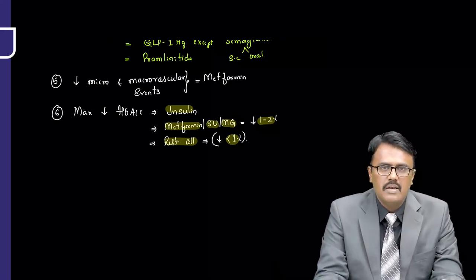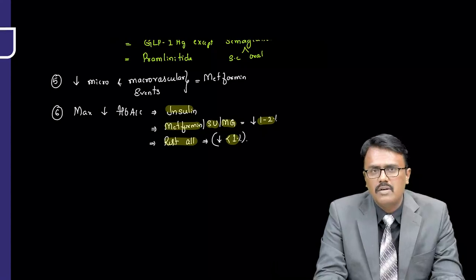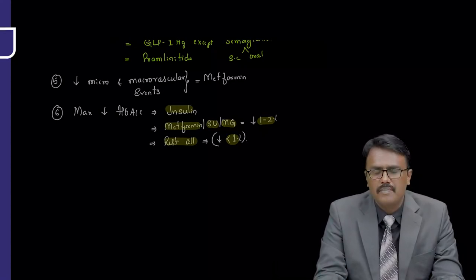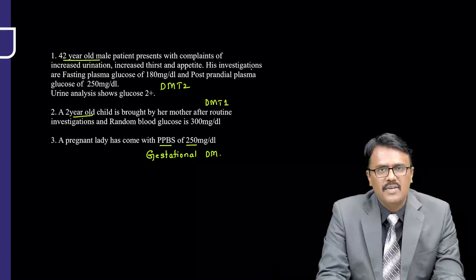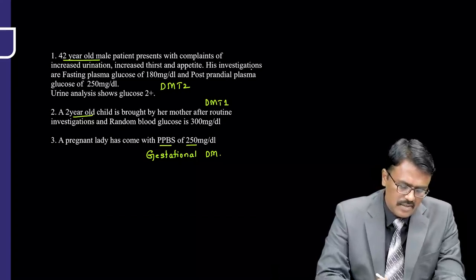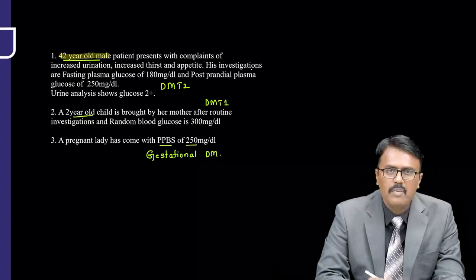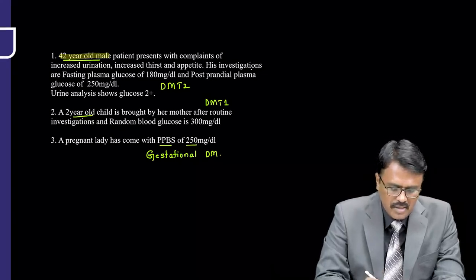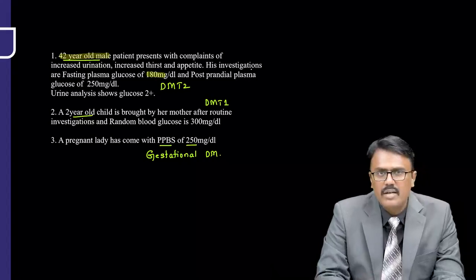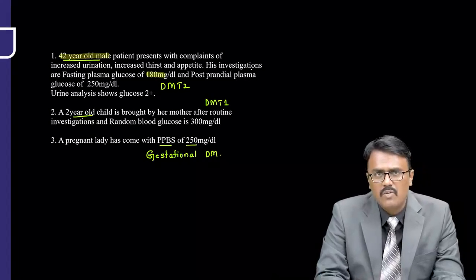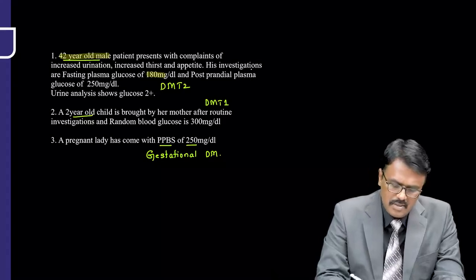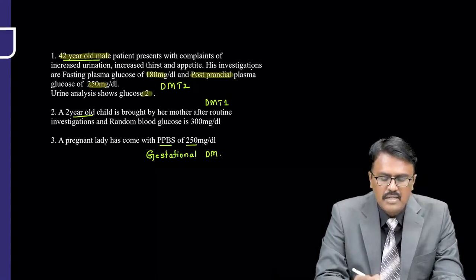Okay, so these are the specialties I had to tell you in the management of diabetes mellitus. Moving back to our case-based journey, we started with a case of a 42-year-old male with polyuria, polydipsia and polyphagia. FBS is more than 180, yes, obviously. If it is more than 126, we call it diabetes. Postprandial is also 250 and urine glucose 2 plus. The patient has diabetes type 2.